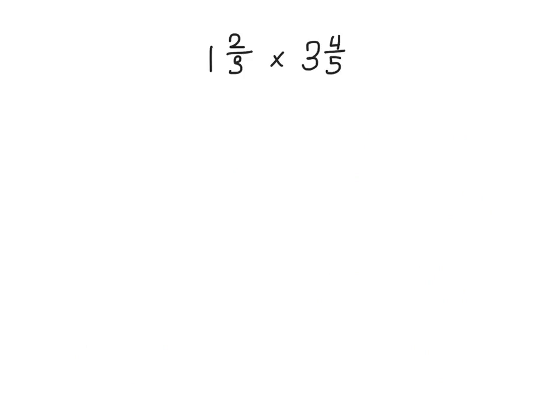Now I have two mixed numbers times each other. So I'm going to change both of those into improper fractions, or fractions that are greater than 1. 3 times 1 is 3, 4, 5 thirds, times 5 times 3 is 15, 16, 17, 18, 19 fifths.